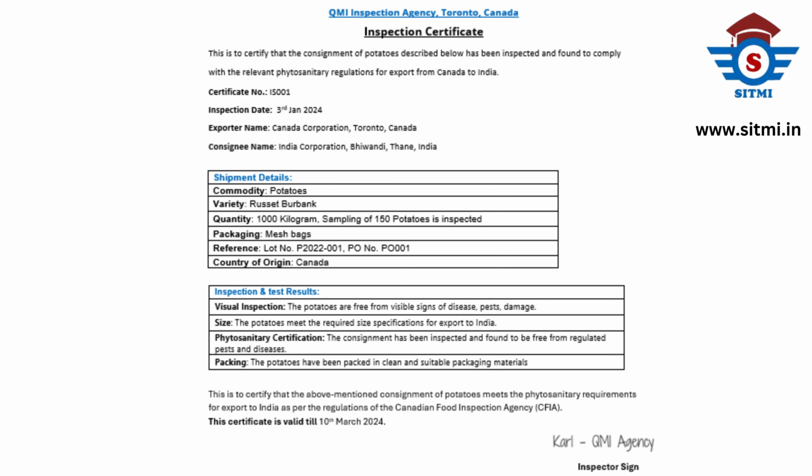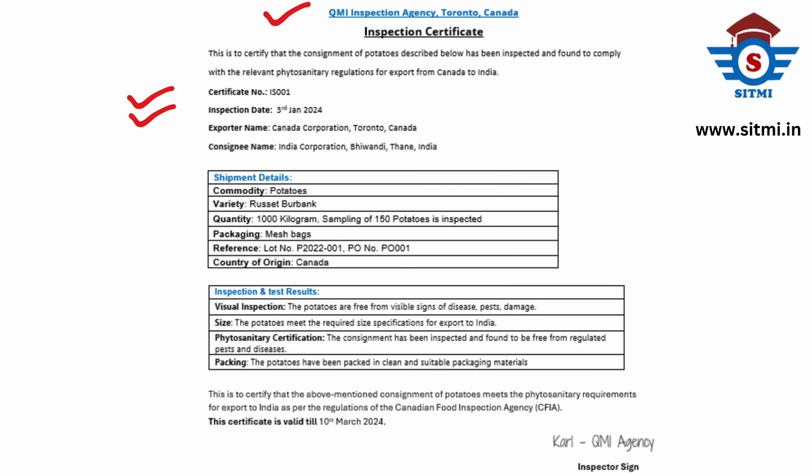First one is issuer information. The inspection certificate includes the name, address and contact information of the organization or individual issuing the certificate. This ensures clarity on who conducted the inspection and can be contacted for verification. The second one is certificate number. Each inspection certificate is assigned a unique identification number for tracking and reference purposes.